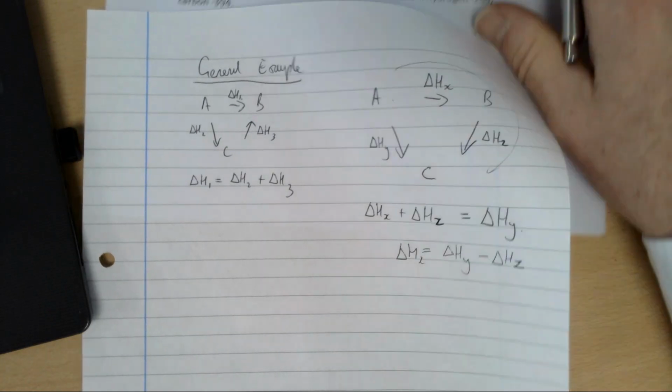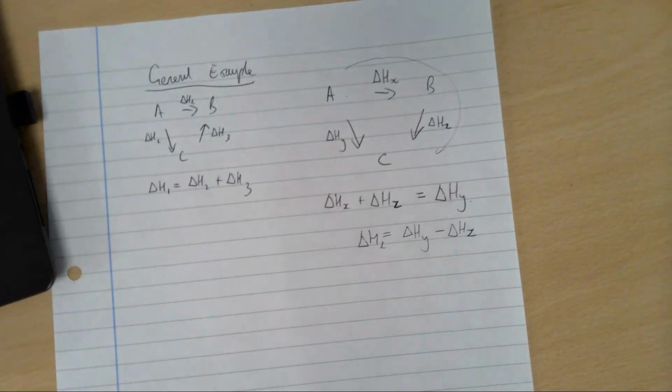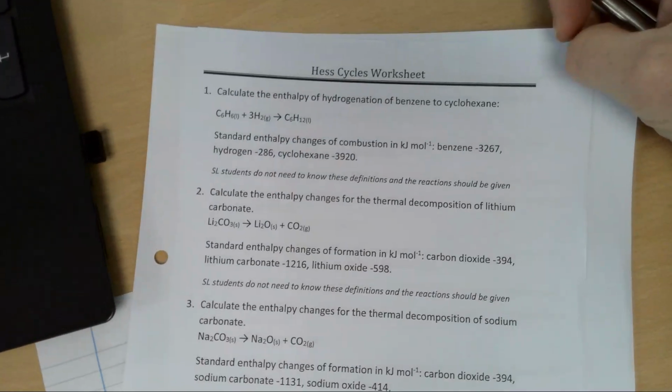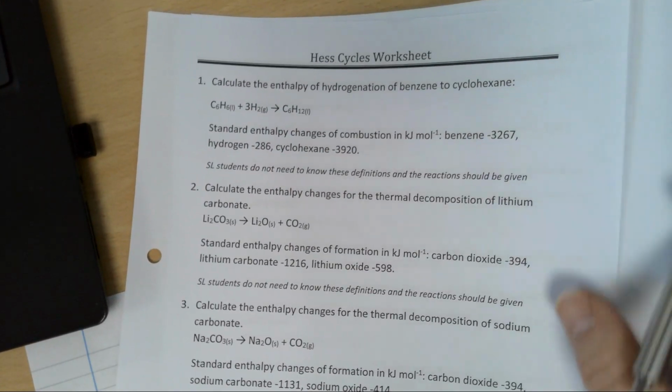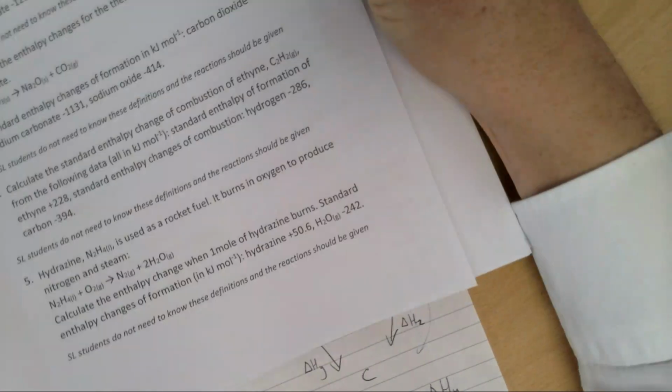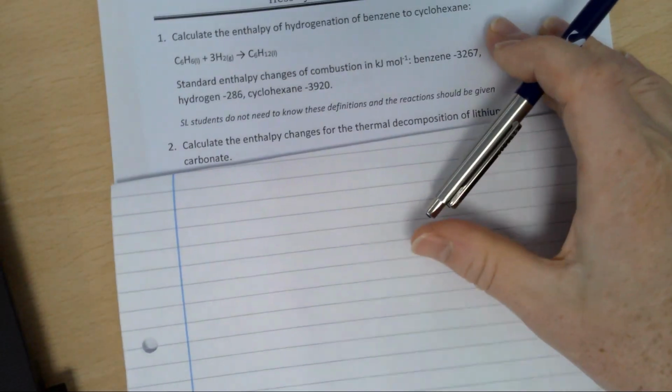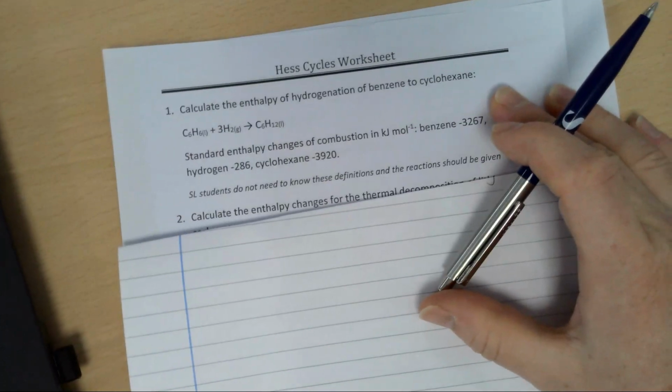So that's what we're going to do. We're going to work through, for the sake of the people not here, examples from this sheet here, which is called the Hess Cycles worksheet. I'll make sure that's uploaded onto the classroom as well. So the first one of them then is to calculate the enthalpy change of hydrogenation of benzene to cyclohexane. You're given some information about that we need.